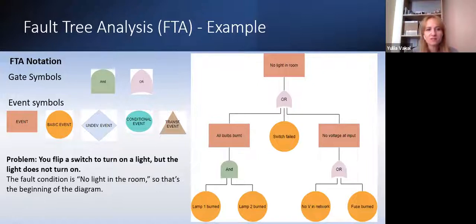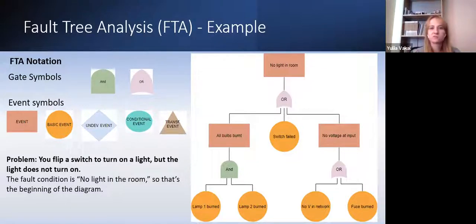The problem is you flip a switch to turn on a light, but the light does not turn on. That's a problem. The default condition is no light in the room. Again, it should be stated clearly. Then we have three options. In this case you have more than two, right? In the previous example we had two, it could be three, it could be more.